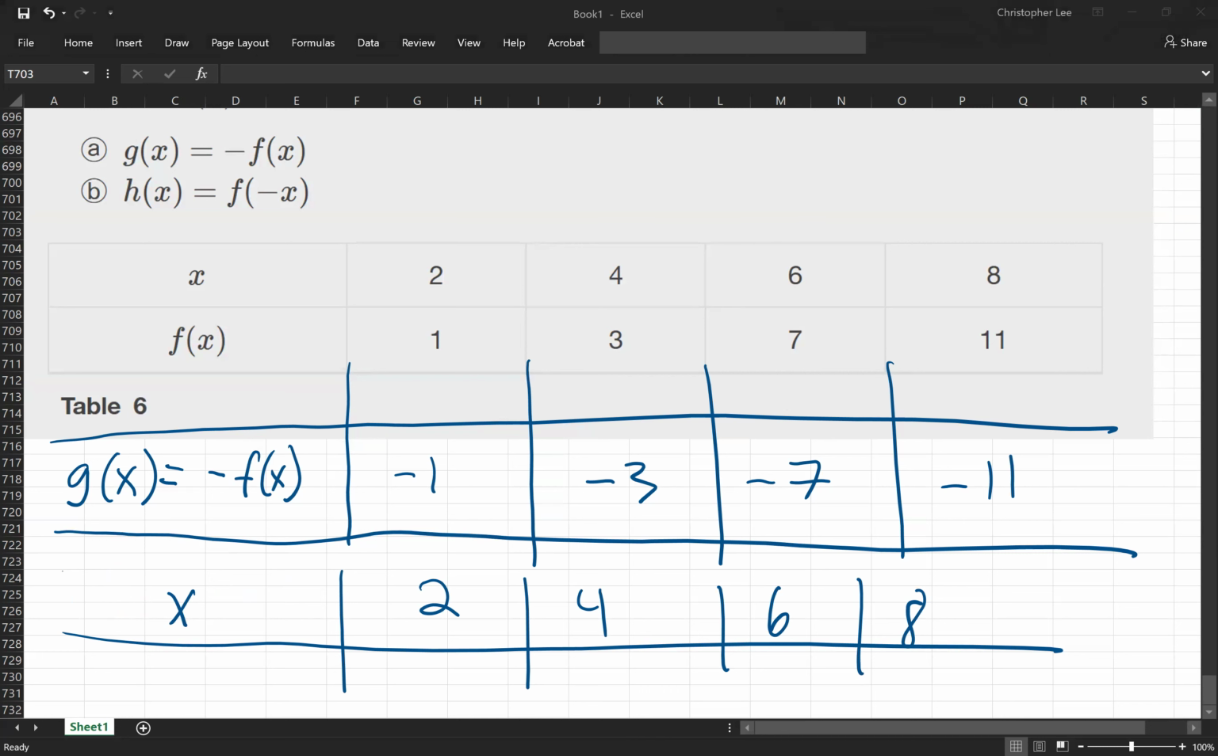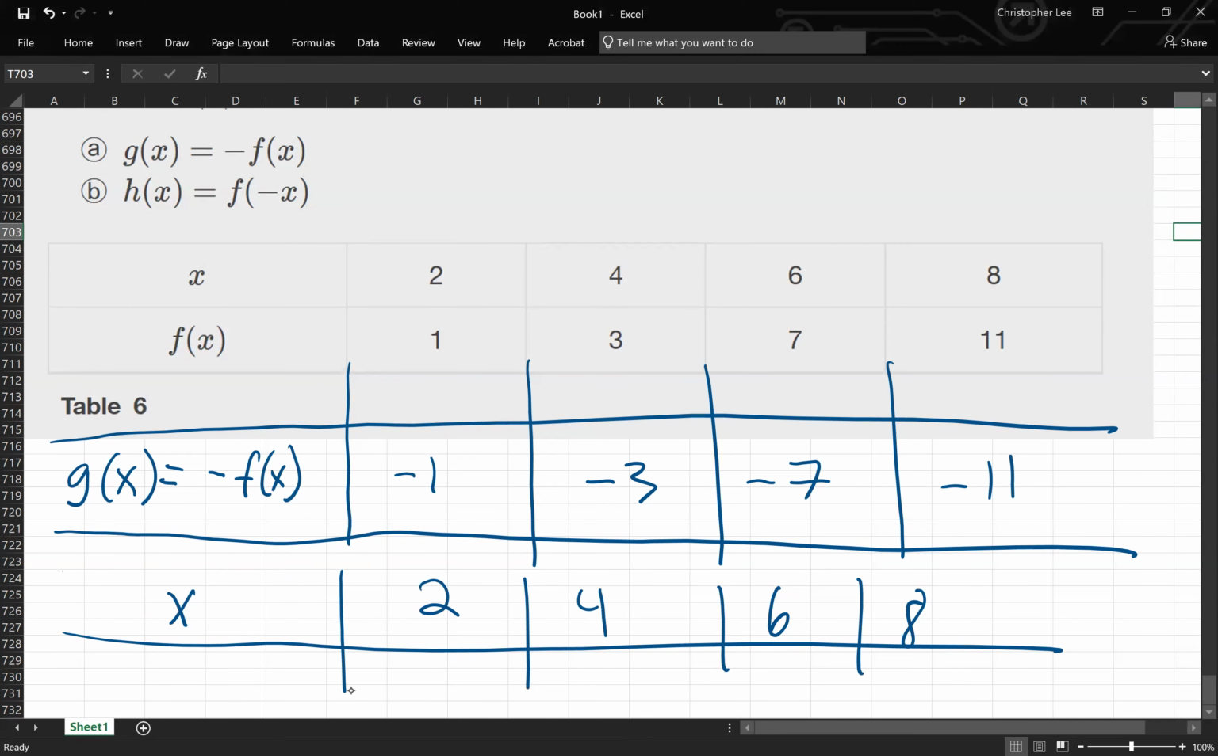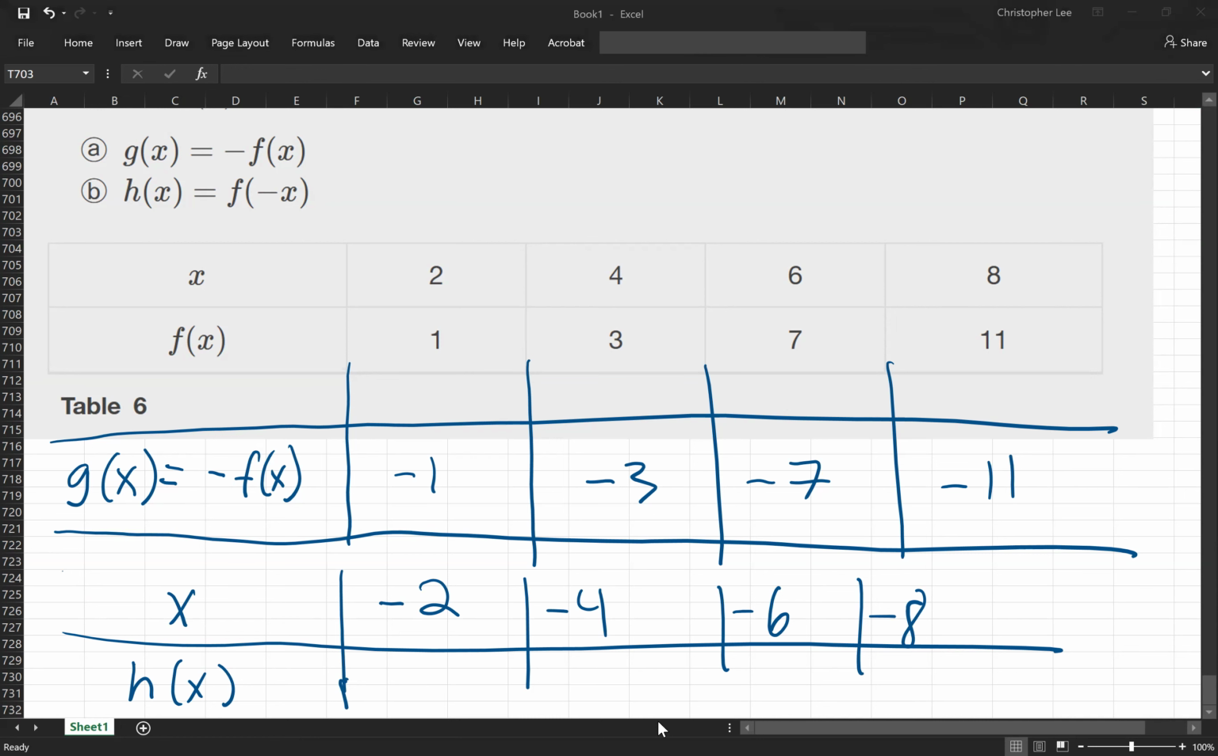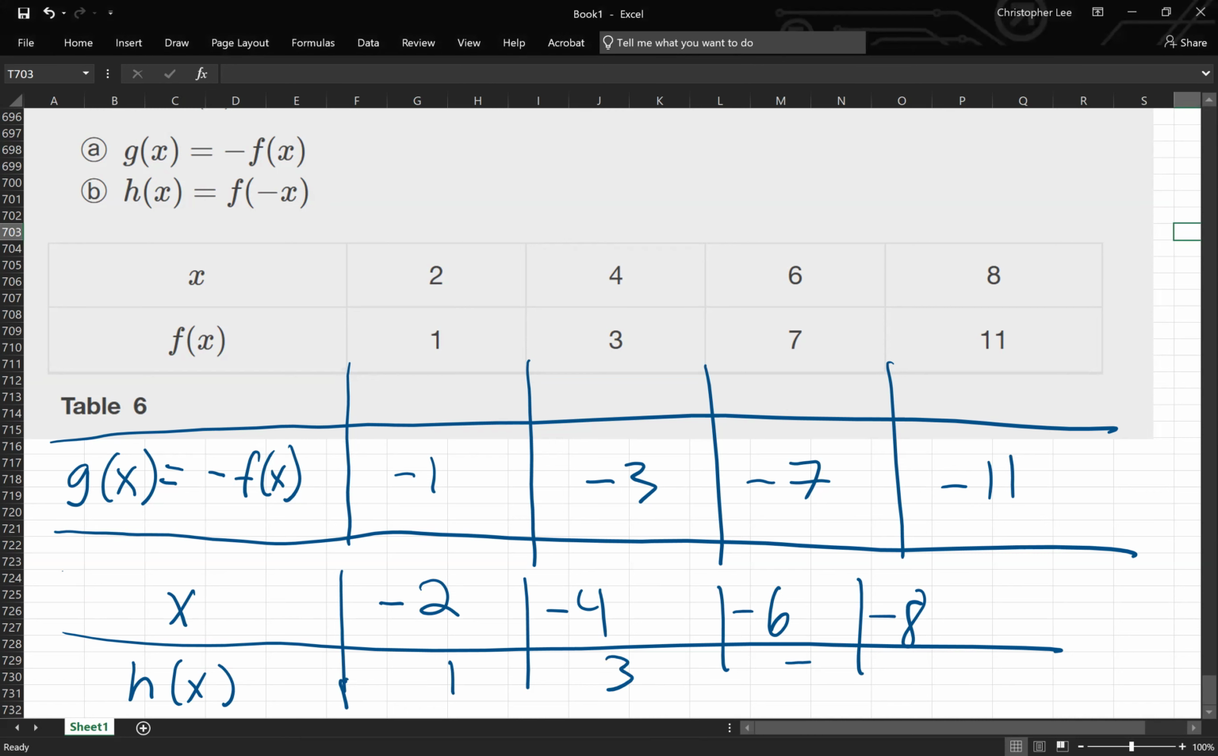And then what's happening, right, for h of x, these are all going to turn negative. -2, -4, -6, -8, right? So what is the y going to be? It's going to be the same, right? The same as the f of x. So that's going to be 1, 3, 7, and 11. And that's the shift for you.